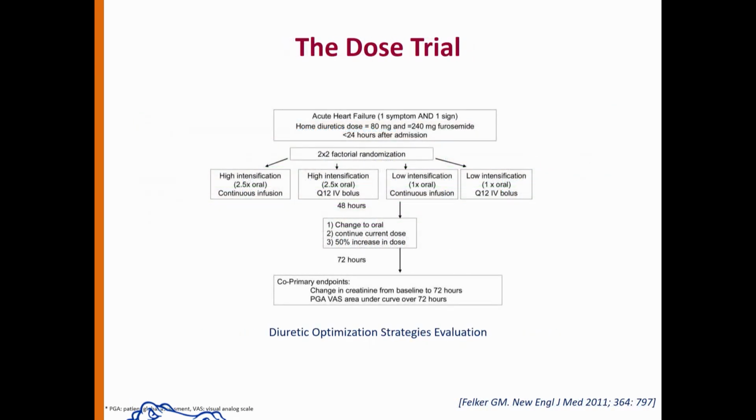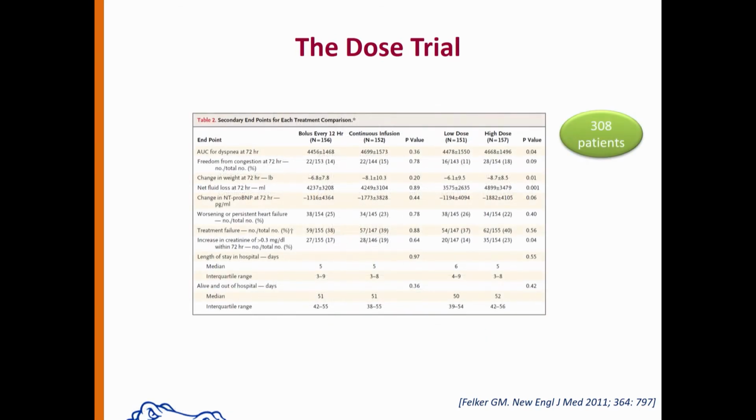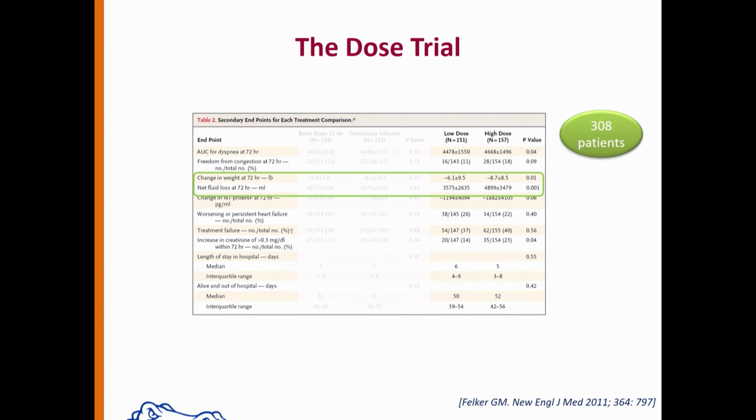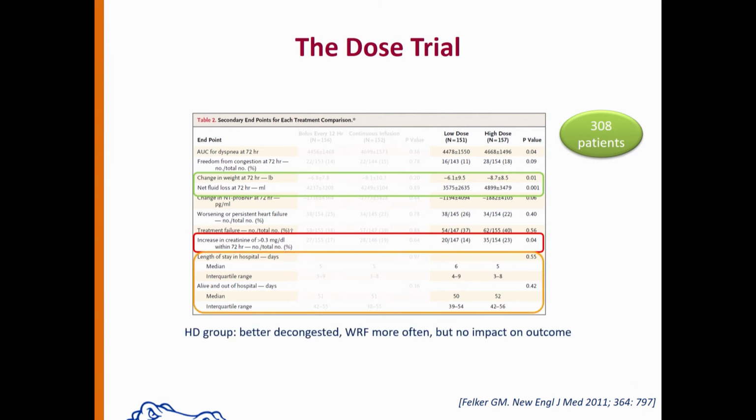DOSE trial a few years later, high dose versus low dose diuretics. When you look at the high dose, you will see that, yeah, it does a better decongestion compared to low dose, as it is expected. Also, it is associated with too many patients getting a rise in their serum creatinine, yet the outcomes are not changing.